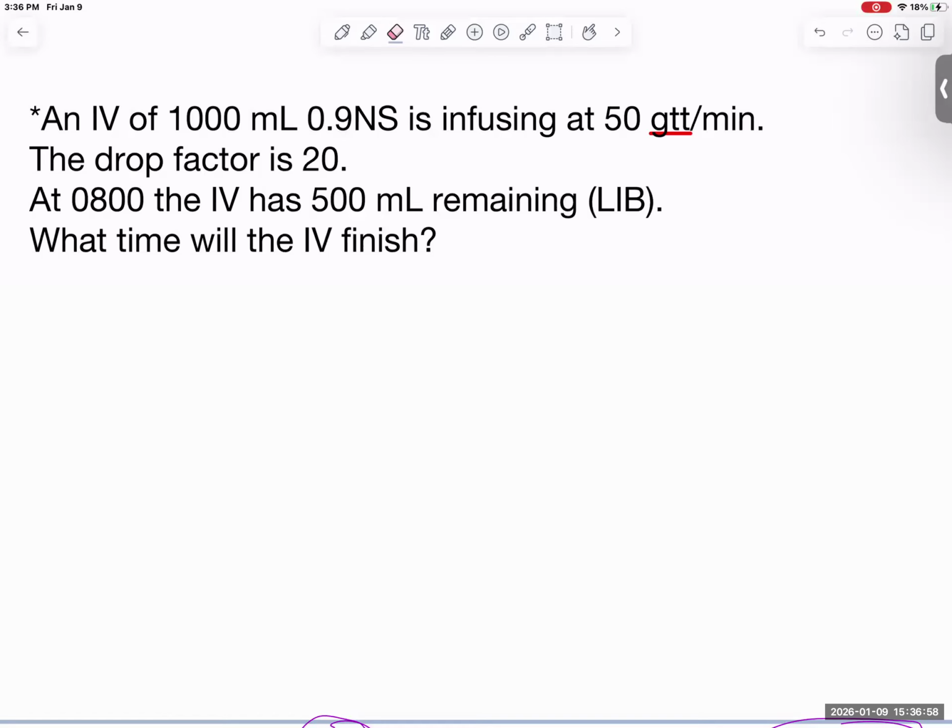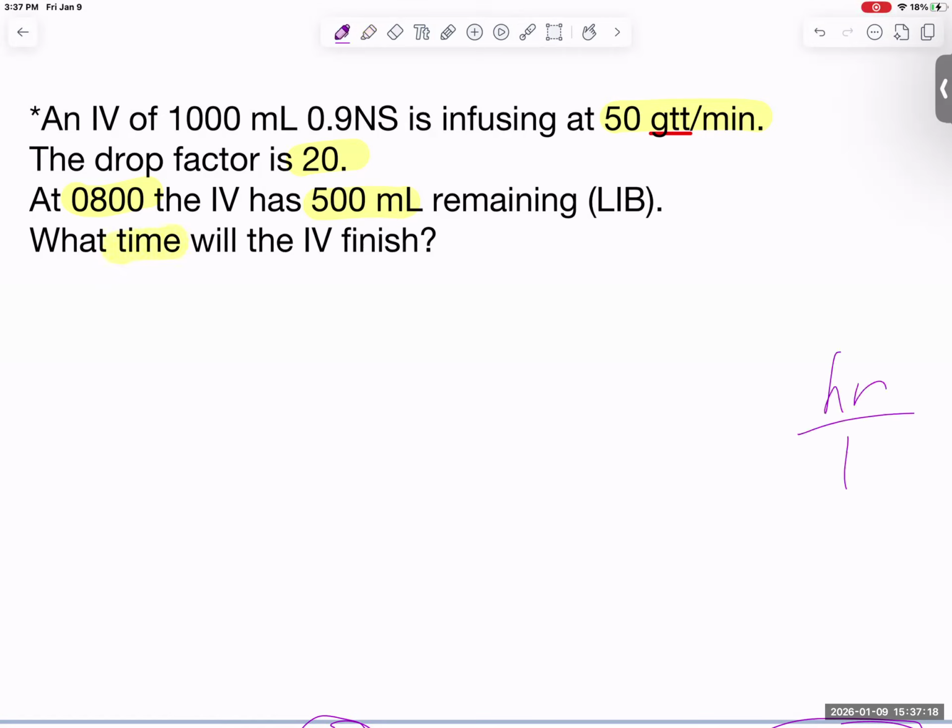All right, so let's go through it again. An IV of 1,000 milliliters of 0.9 normal saline is infusing at 50 drops per minute, and the drop factor is 20, which means 20 drops per milliliter. At 8 a.m., I walk in the room and there's only 500 milliliters left in the bag. What time will it finish?